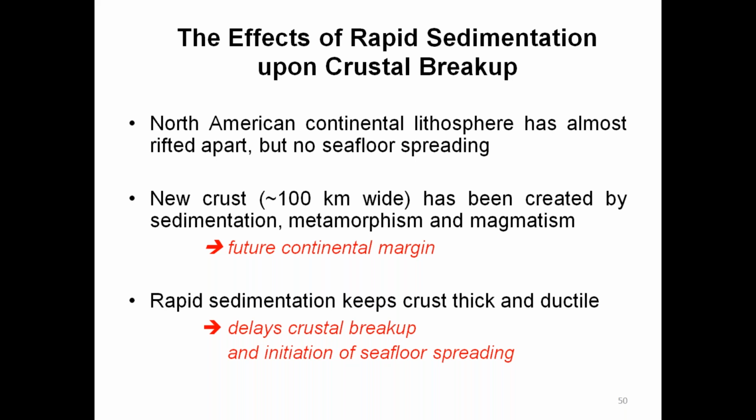Rapid sedimentation keeps the crust thick and ductile, which delays crustal breakup and the initiation of seafloor spreading in the Southern Trough and Northern Gulf of California.